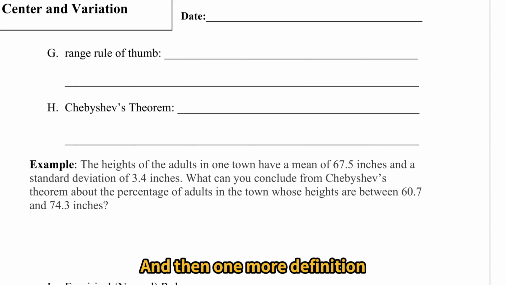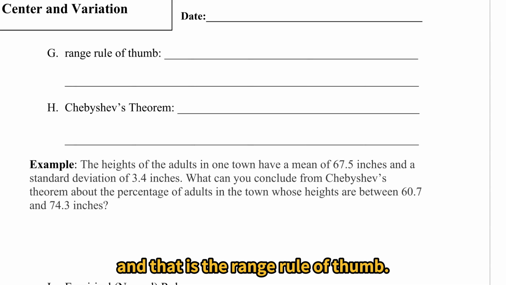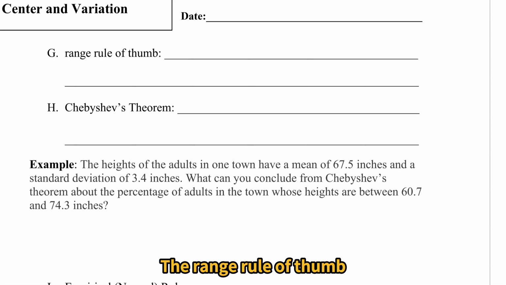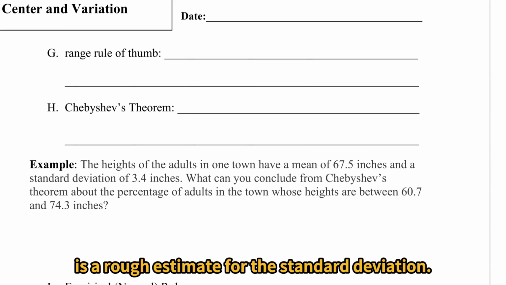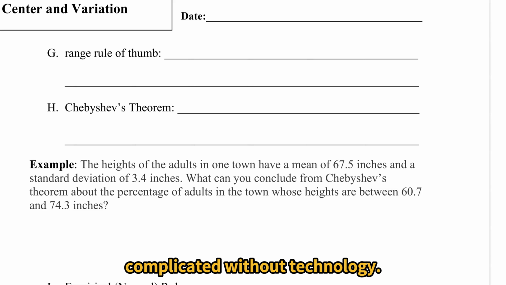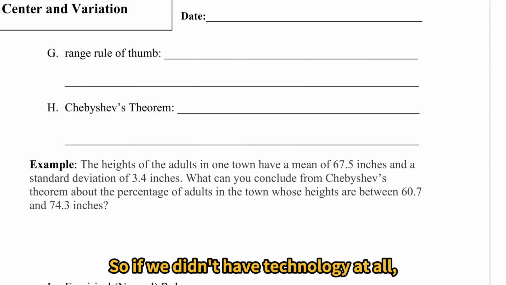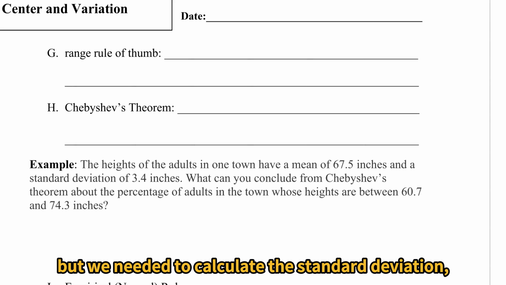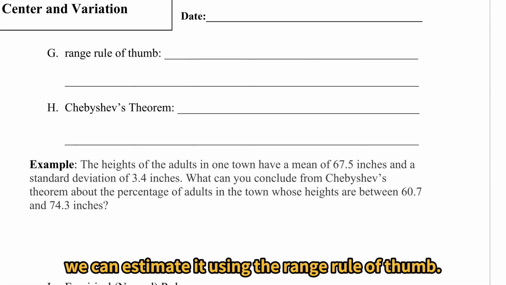And then one more definition for this part of our lesson, and that is the range rule of thumb. The range rule of thumb is a rough estimate for the standard deviation. That calculation is pretty complicated without technology. So if we didn't have technology at all, but we needed to calculate the standard deviation, we can estimate it using the range rule of thumb.